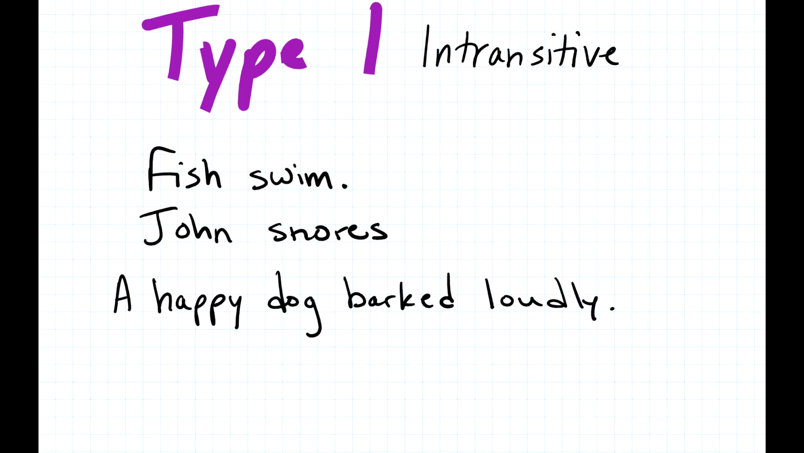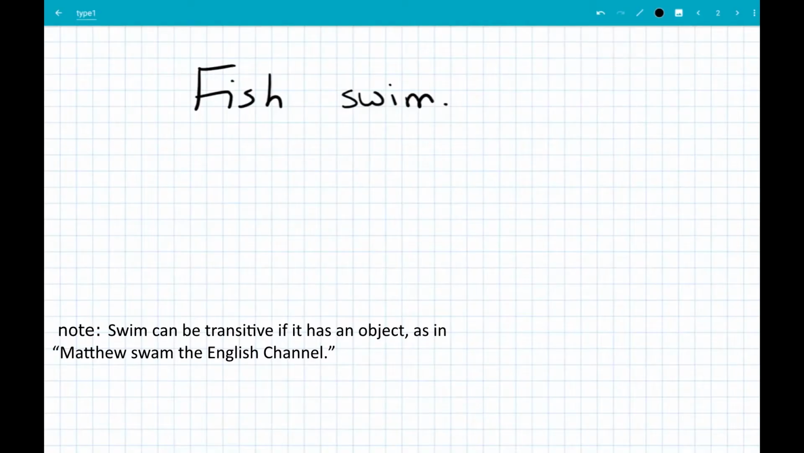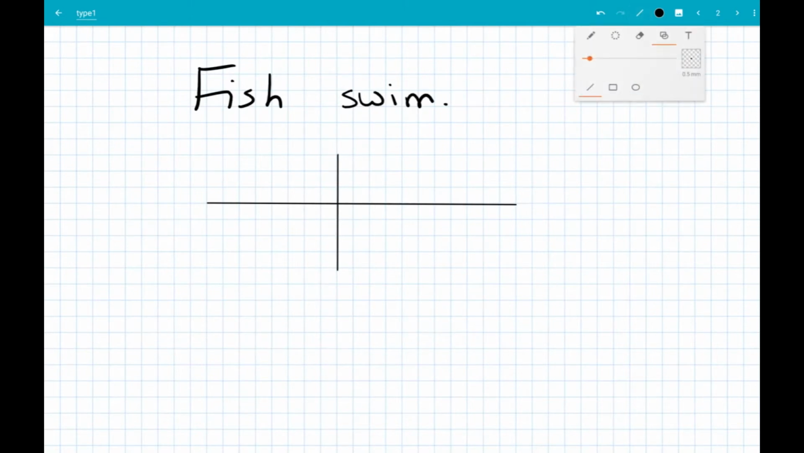Look at these 3 intransitive type 1 sentences. Fish swim, John snores, a happy dog barked loudly. Let's diagram each one. First, fish swim. As always, we begin with a clause line, and then we bisect that line to separate our subject and verb. We identify the subject, the agent performing the action in this sentence, which is fish, then we identify the verb, the action performed, which is swim. We place each word in its appropriate spot on the diagram.